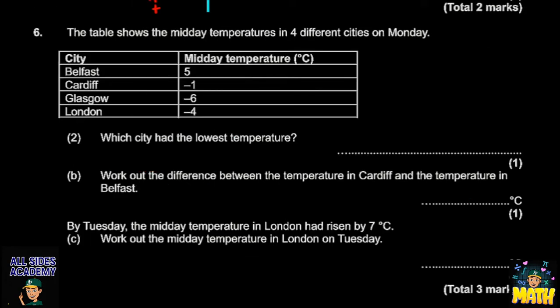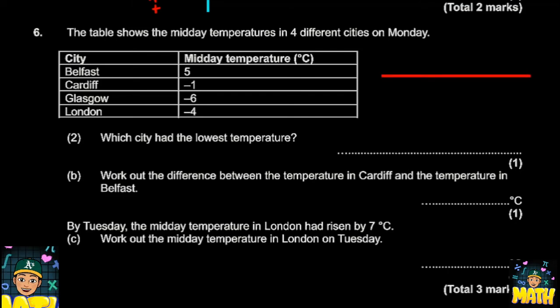Okay, in this table, we are given different temperatures and we are asked which city had the lowest temperature. So for this, always use a number line.